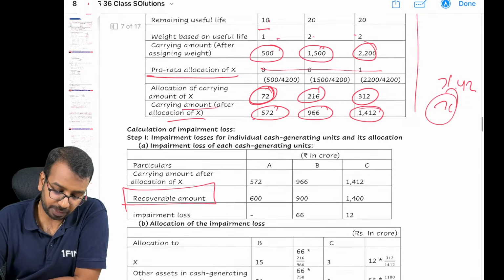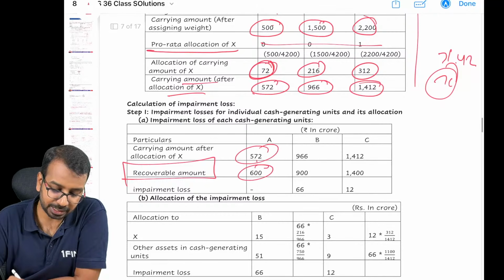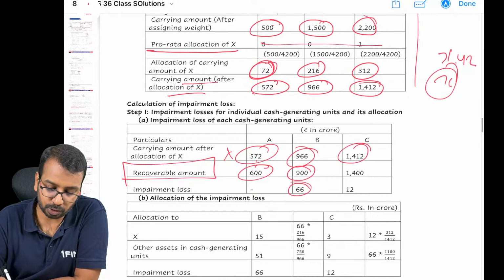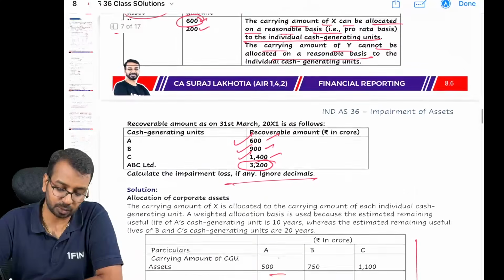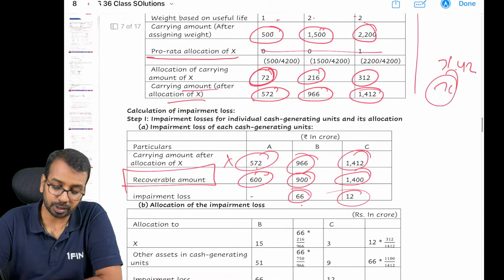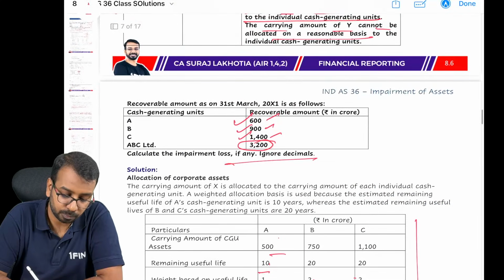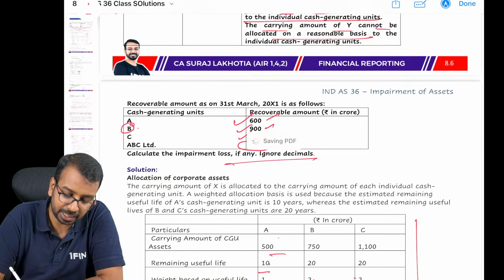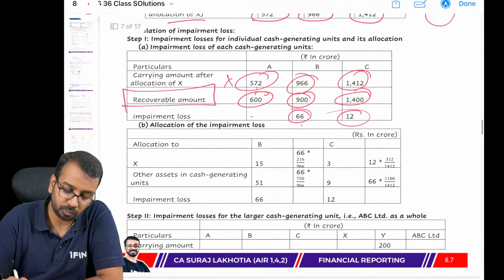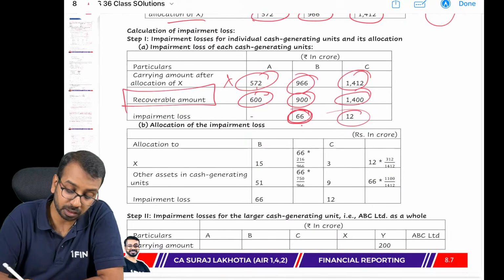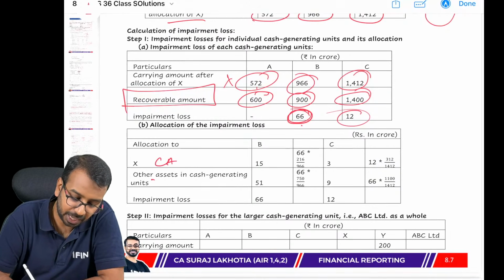So 572 versus 600, is this impaired? Not impaired. 966, 900, impaired? Yes, 66. 1412, 1400, impaired? Yes, 12. Now this impairment of 66, what will we do? We will have to allocate it to B. Now B has 900 of CGU, plus the corporate asset is also there. So what we will do: whatever is the impairment loss of 66, we will allocate to the corporate asset and the other asset.